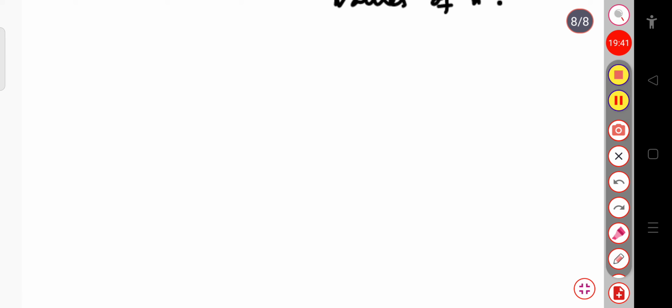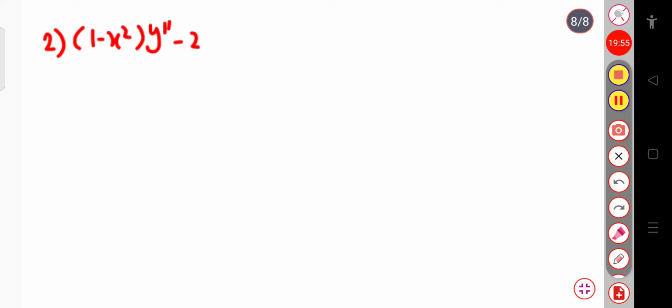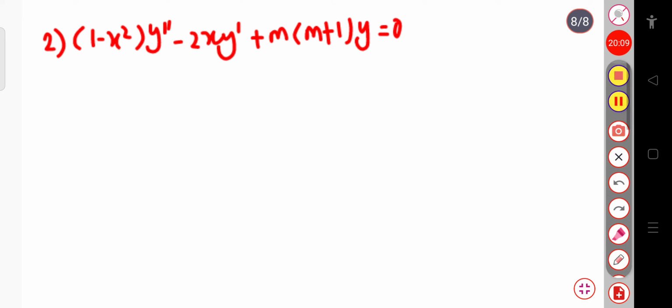So the next question, let me write, is 1 minus x square y double dash minus 2x y dash plus m into m plus 1 y equal to 0. This is a most important question. So now let us see. You have to check here whether the ordinary point exists or not, check the singular point, and check the nature of the singularity.